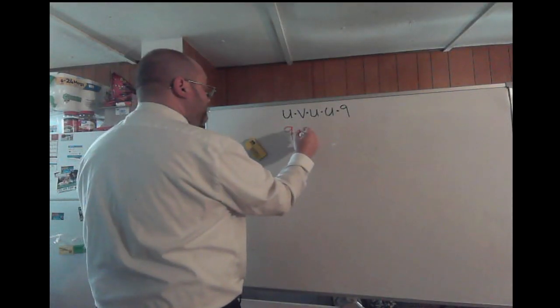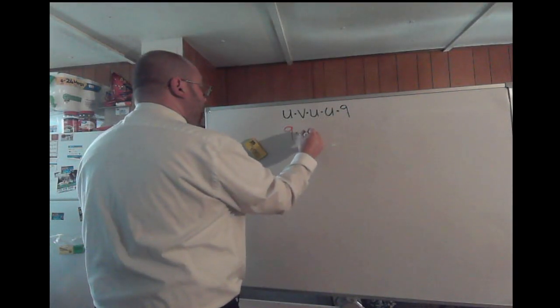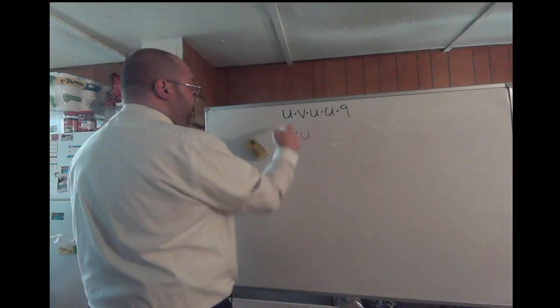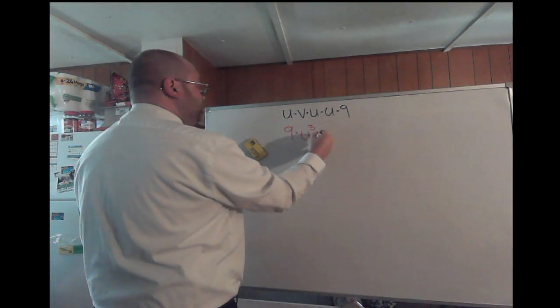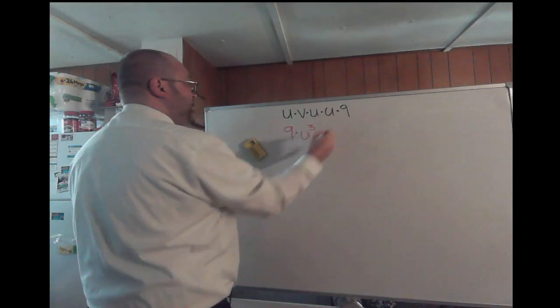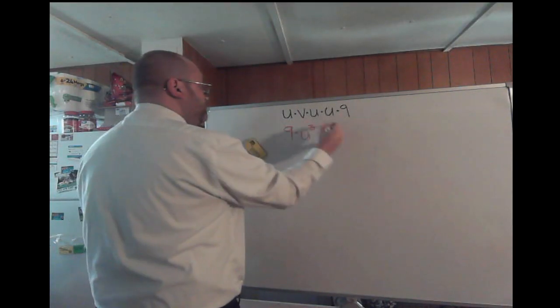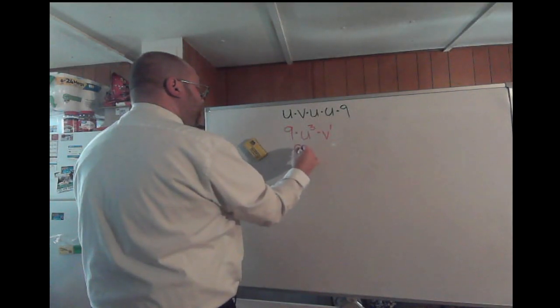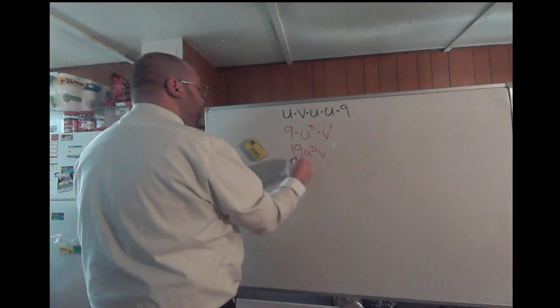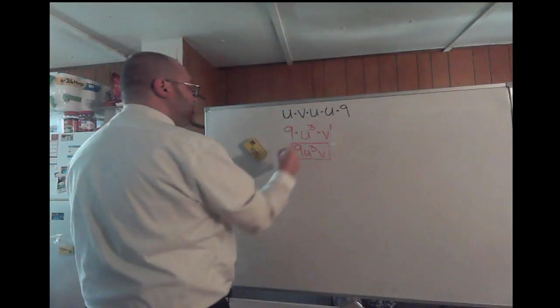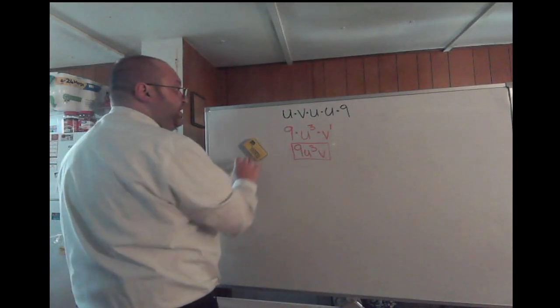Now let's go in alphabetical order here. We have base u. How many times is u being multiplied? 1, 2, 3. So u to the third times your base v. How many times is v being multiplied? Only once. So we can write this as 9u to the third v. That's the answer you would get for your exponents, 9u to the third v.